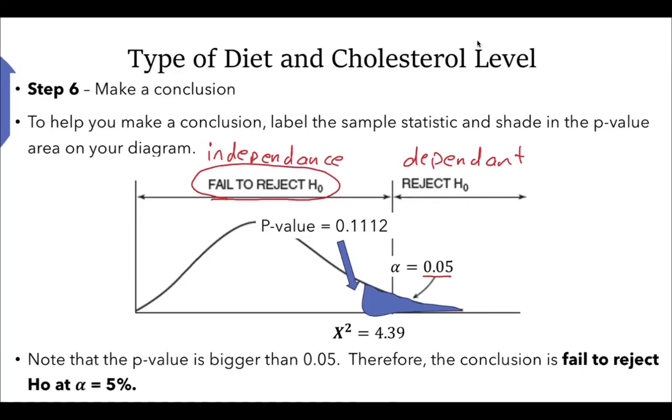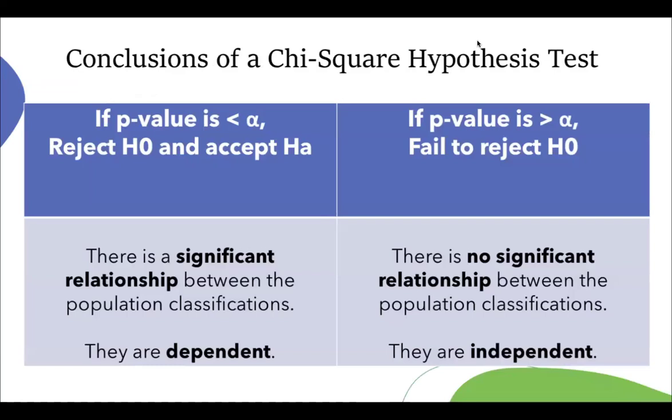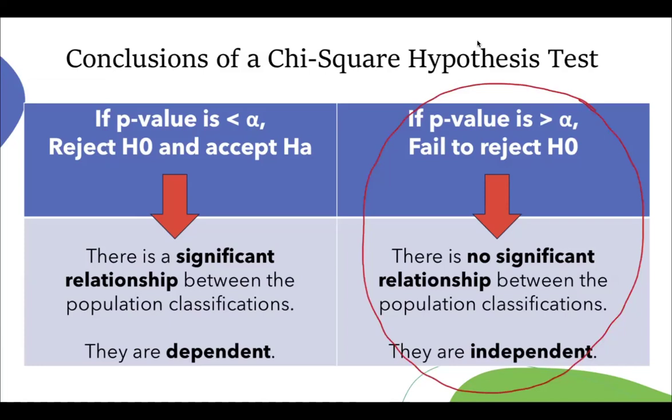Okay, so we have a p-value that is bigger than 0.05. We are going to fail to reject the null hypothesis at alpha equal 5%. So in this case, we're dealing with this second scenario, a p-value that is bigger than alpha. There's no relationship, no significant relationship between the population classifications, and we conclude that they are independent.